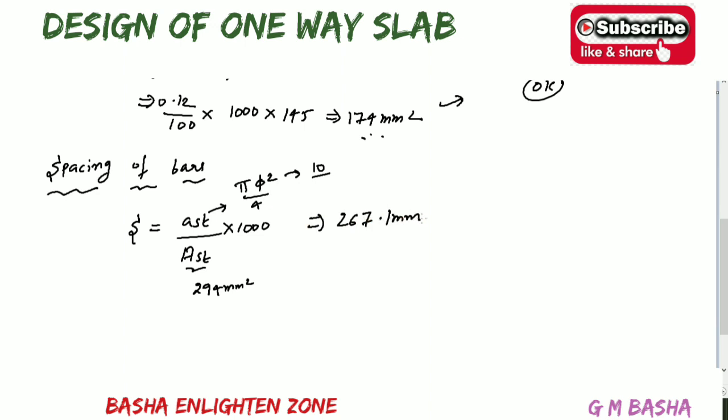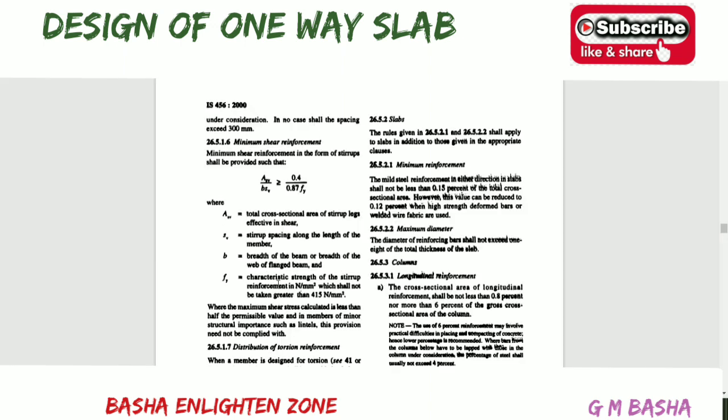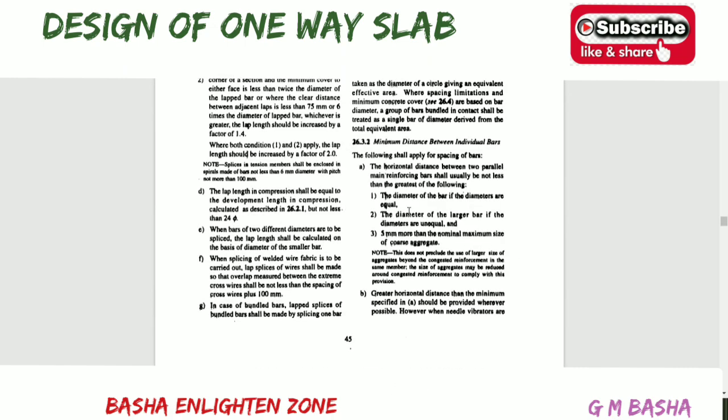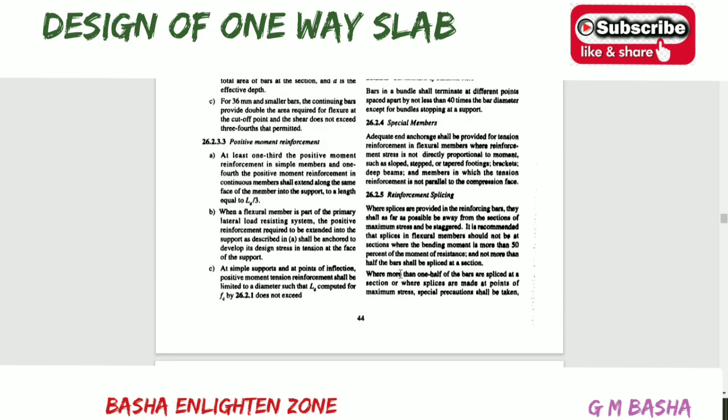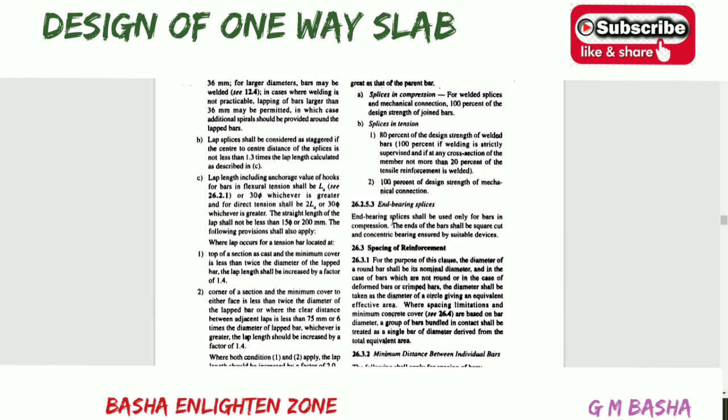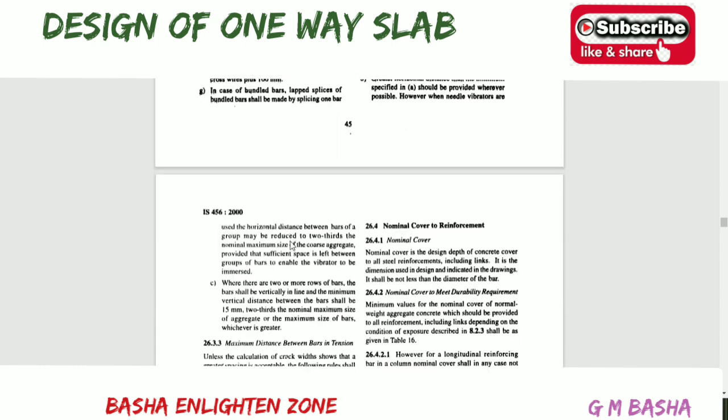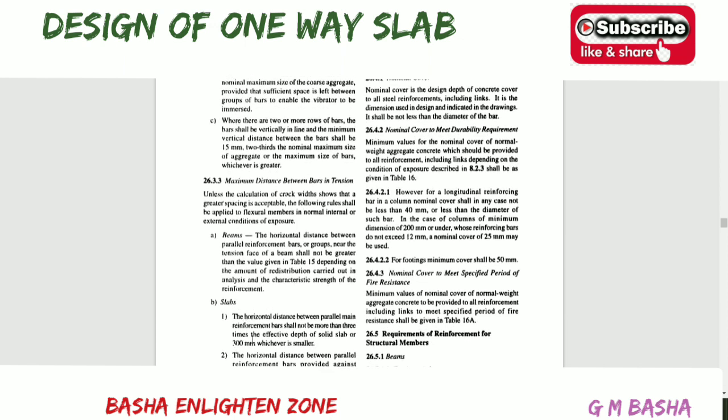And again the spacing must satisfy two conditions, the maximum spacing according to our IS code. I will show you that along with the page number 26.33. In the slabs, the horizontal distance between parallel main reinforcement bars shall not be more than 3 times the effective depth or 300 mm, whichever is smaller.